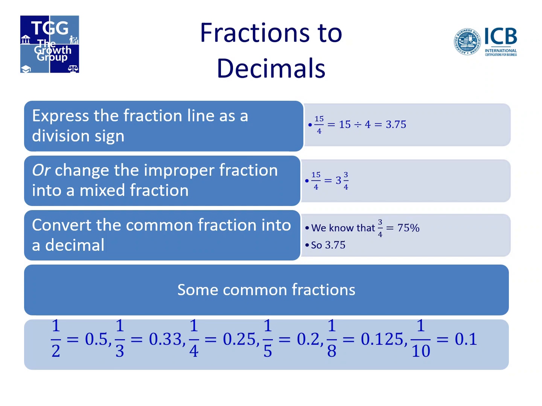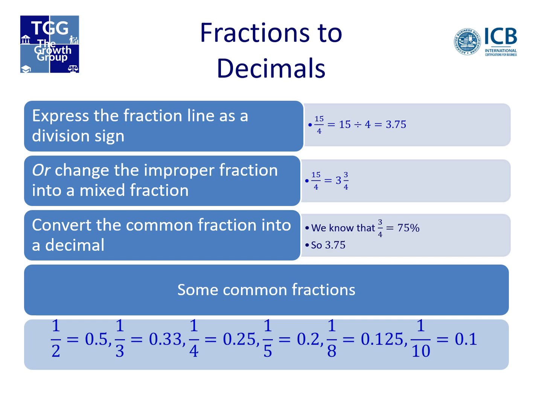Okay, but what we really want to do now is to turn a fraction into a decimal, because that's what we did first. We worked with fractions, and now we want to be able to express that fraction as a decimal. So what's the first thing we do? We express the fraction line as a division sign. So I've said that to you already. So instead of saying 15 over 4, or 15 quarters, we simply say 15 divided by 4, and we get 3.75.